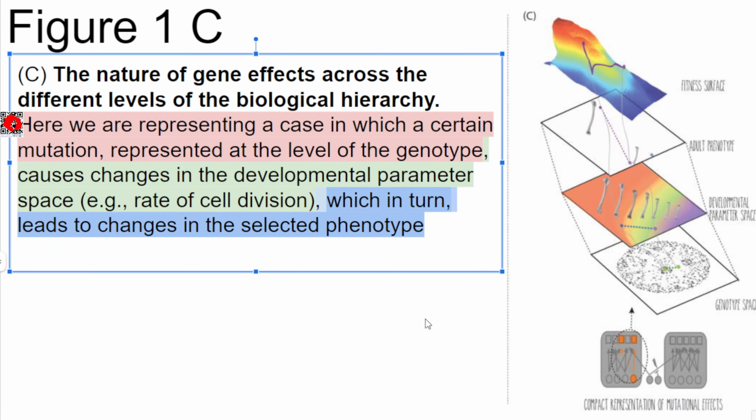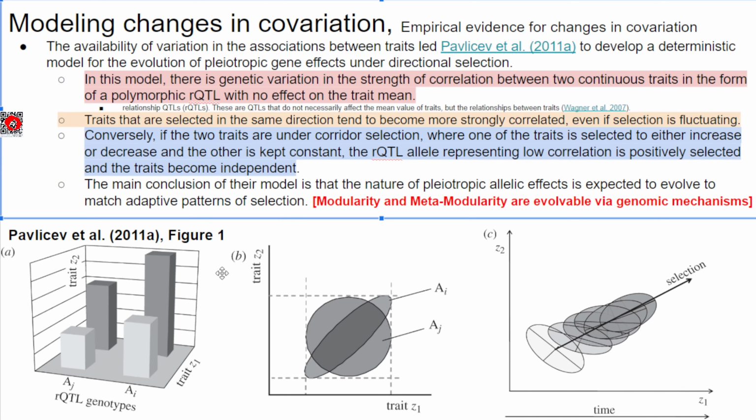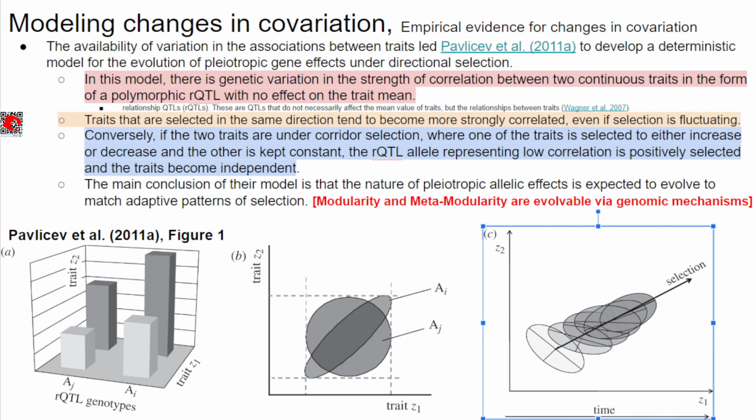Modeling changes in covariation. They're going to specify a little bit of empirical models and citations that have used these statistical frameworks. So just a few kind of highlights and some of the cool figures from the Pavlicev et al. 2011a paper. So they write about that paper.